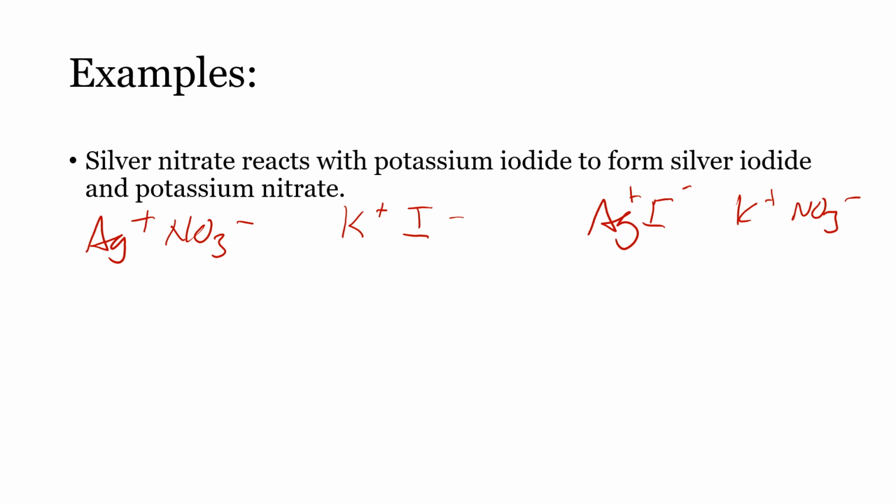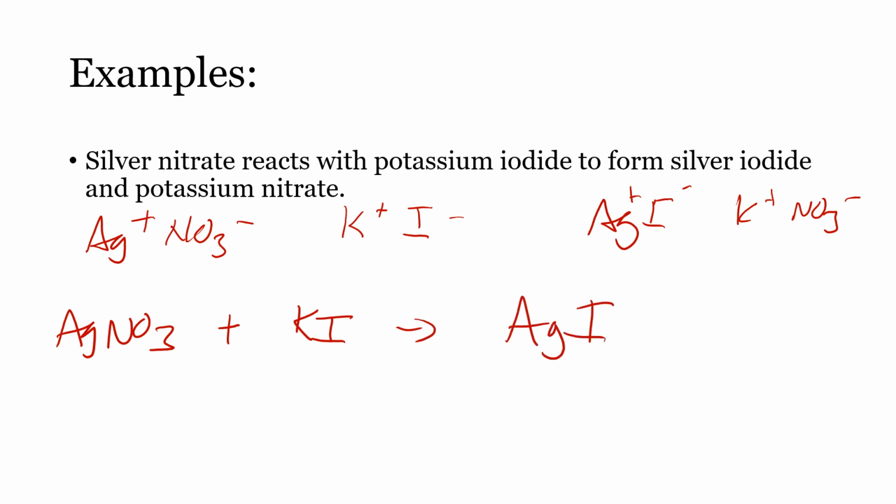So silver nitrate, AgNO3, reacts with potassium iodide, KI, to form silver iodide, AgI, plus potassium nitrate, KNO3. So I'm going to look, make sure how much I have of each particular element. And luckily for us, I'm going to be nice and tell you all we have just 1 of each single one.